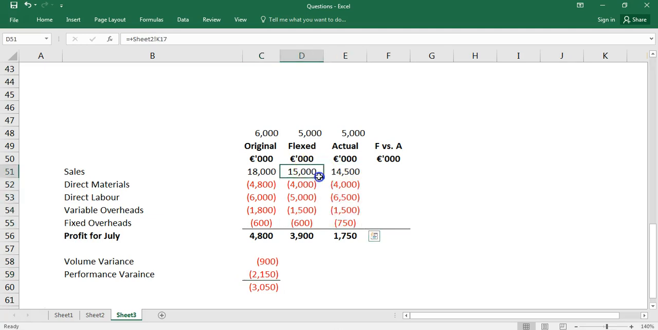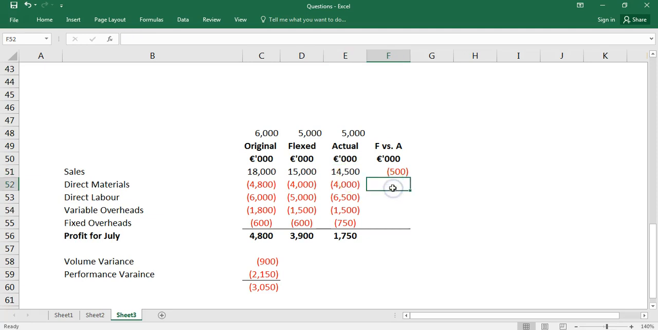And if we compare these, we can see which line items were off. So here, for example, we were down 500 euro. Or 500,000 should I say, that we expected to sell at whatever number per unit, 3,000 per unit. We sold it a bit less because we only got 14,500 in.